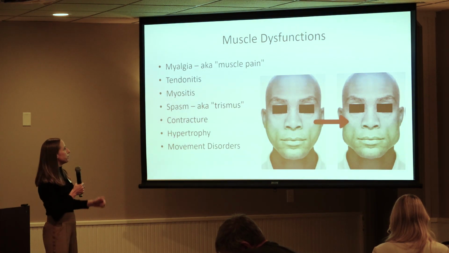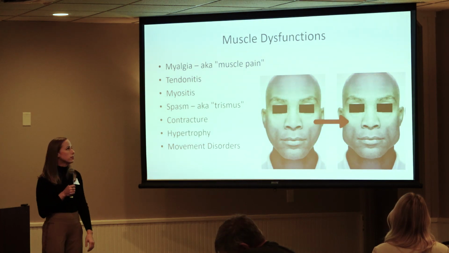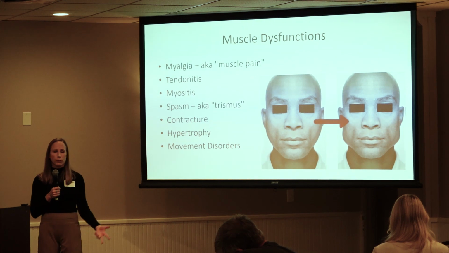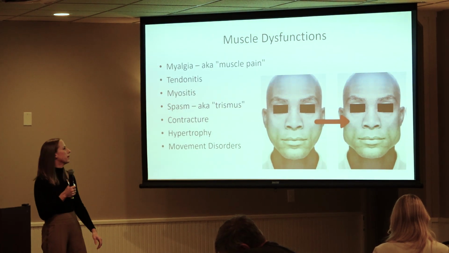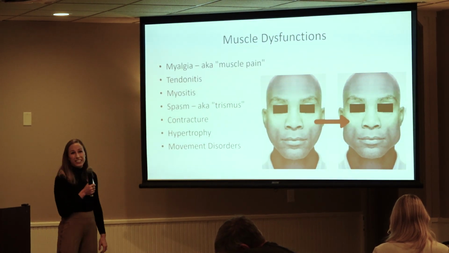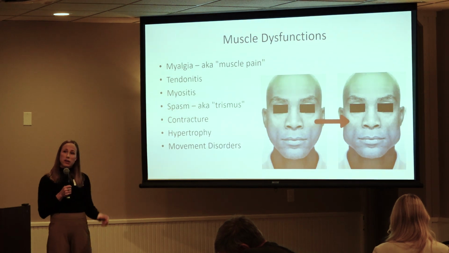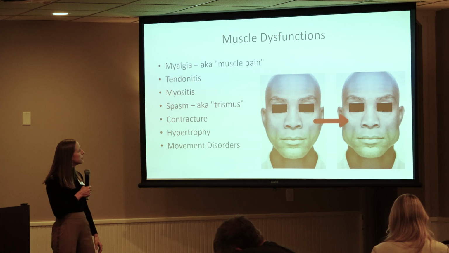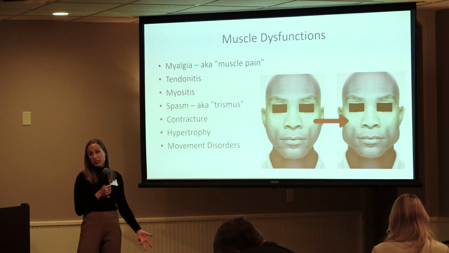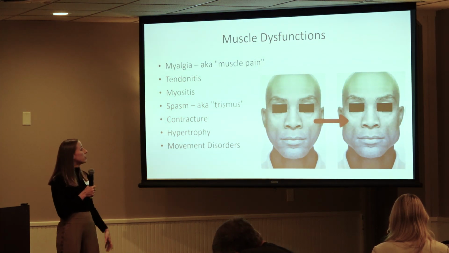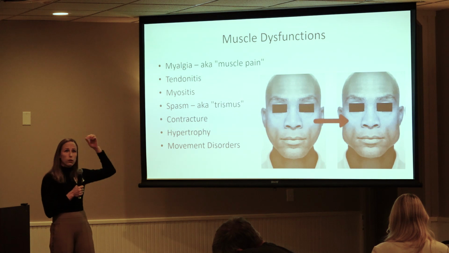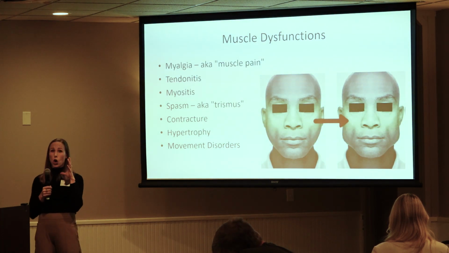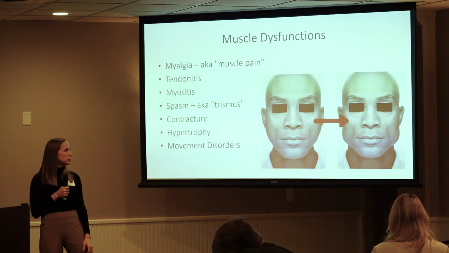So, different things we look at with the muscles. Myalgia is just the term for muscle pain. So it's the diagnosis code for myalgia of the jaw, of the masticatory muscles. You can have tendinitis, where the tendon attachment of the muscle is actually inflamed, and that's the problem, versus the muscle themselves. Myositis, there can be an infection in the muscle. You can have spasm or trismus, right? You guys probably know trismus. If it's spasmed enough that it limits their opening, then it's considered trismus.